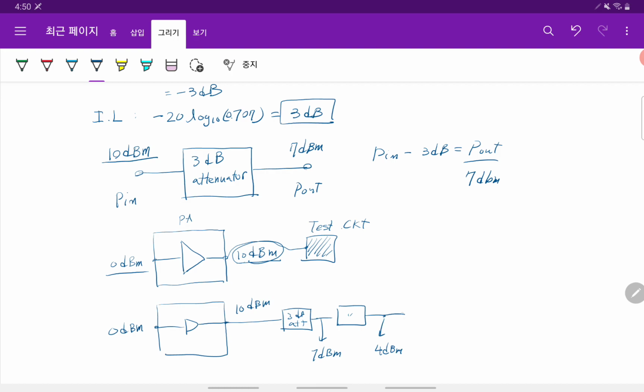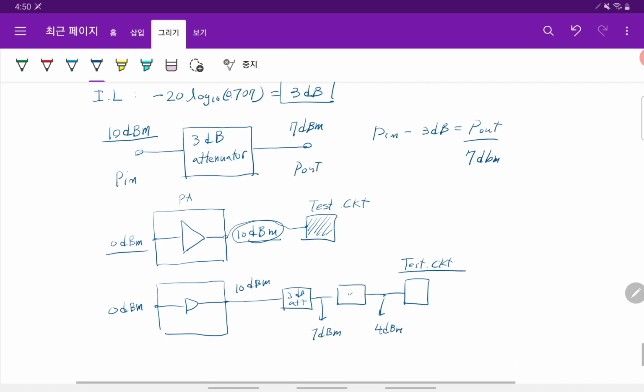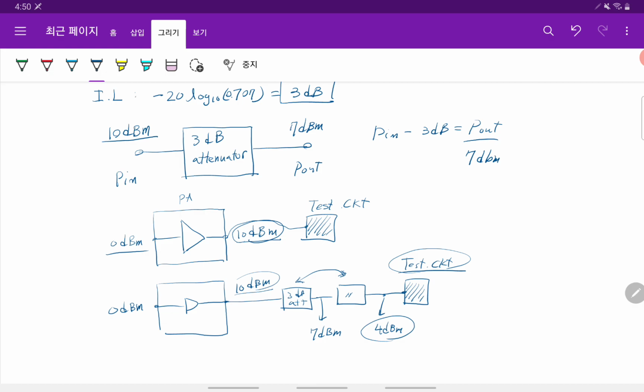If we put some circuit, so if this test circuit can work with a 4 dBm input, then we use some attenuator after the PA. So this is sometimes needed to reduce the power, because the power is too high, so that we can provide a reasonable range of input power for this test circuit. All right.